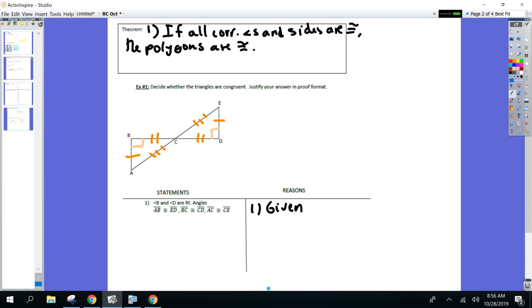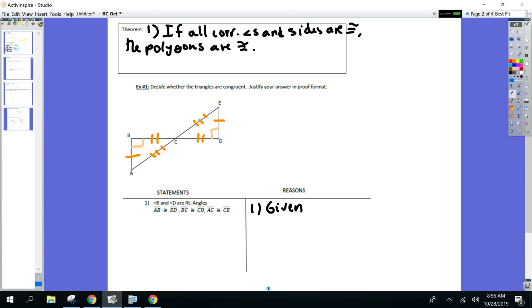All right, let's prove them congruent. Well, first of all, what do we already know about the sides? All 3 pairs of sides, that's done. Now we have to work on the angles, because have we written down any pairs of angles congruent yet? No, all we wrote down were B and D are right angles. We never said they were congruent. So you are on the hook for all 3 pairs of angles right now.